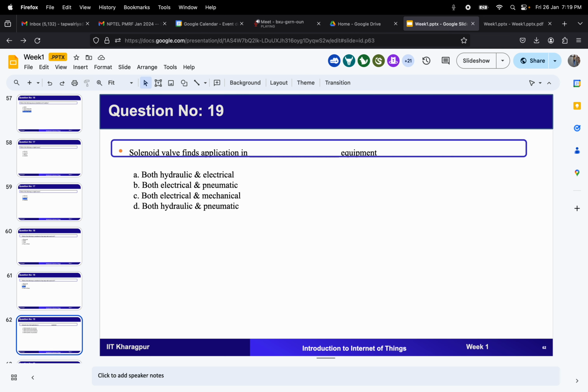Next question is, solenoid valve finds application in blank equipment. Options are: A, both hydraulic and electrical; B, both electrical and pneumatic; C, both electrical and mechanical; D, both hydraulic and pneumatic. Both hydraulic and pneumatic, right. Option D is correct. Both hydraulic and pneumatic.